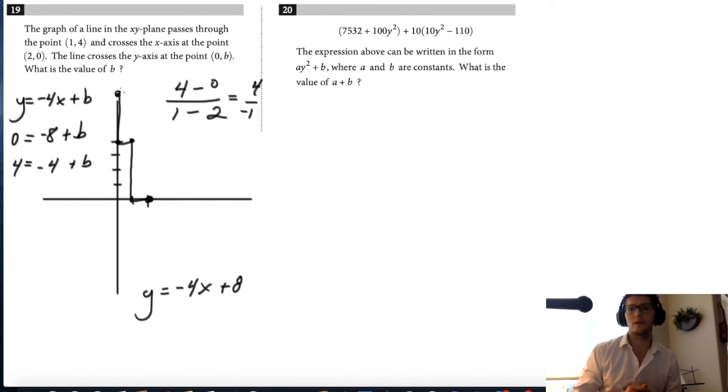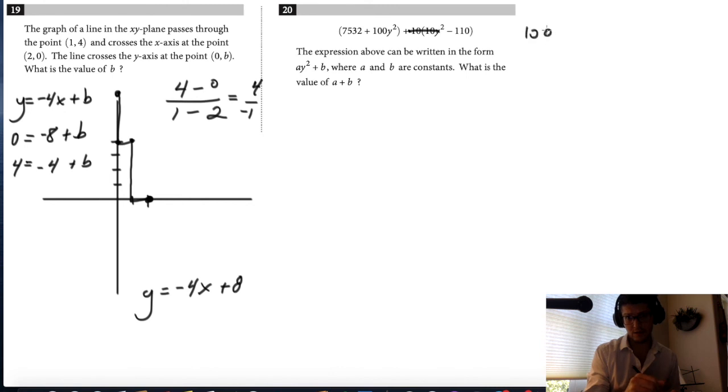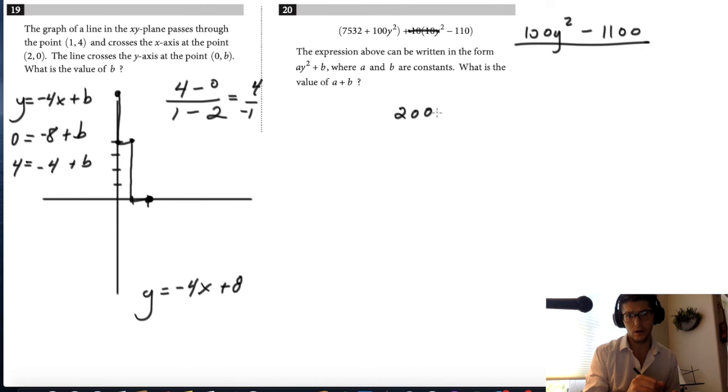Number 20, what is the value of a plus b? So it looks like we've just got to combine a bunch of terms here and be careful about what happens when we distribute. So I'm going to rewrite this thing. This is 10 times 10y squared is 100y squared, and then 10 times negative 110. So that's what we really have. There's nothing else that changes. So we get 2 groups of y squared. One of them is 100 and the other one is another 100, so that's 200y squared.